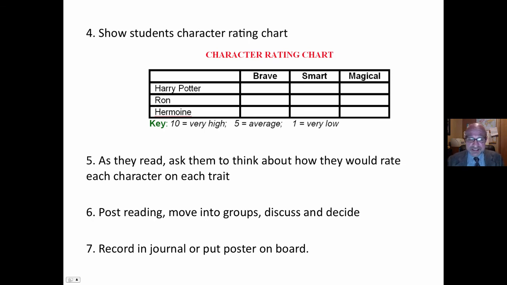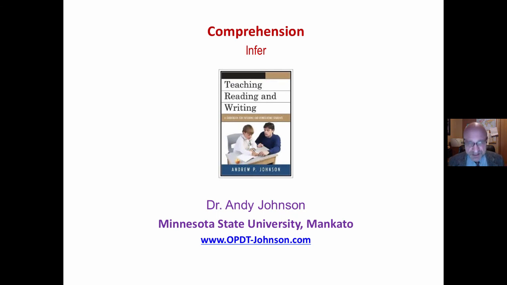As a post-reading activity, have them move into groups, guide and discuss. And again, it's the conversation that takes place, and they can record in the journal or post on a board someplace. Keep it simple. 2 simple activities, well, 3 actually, to develop inference, the cognitive process. We teach the process to develop the skill.